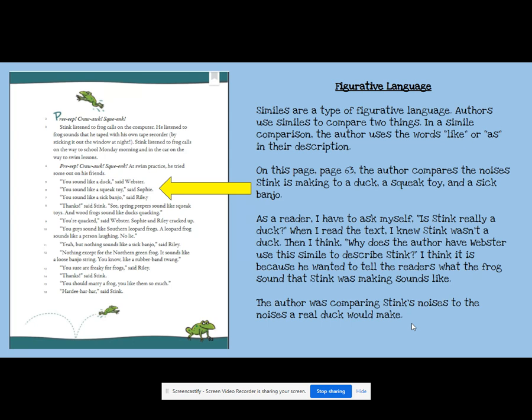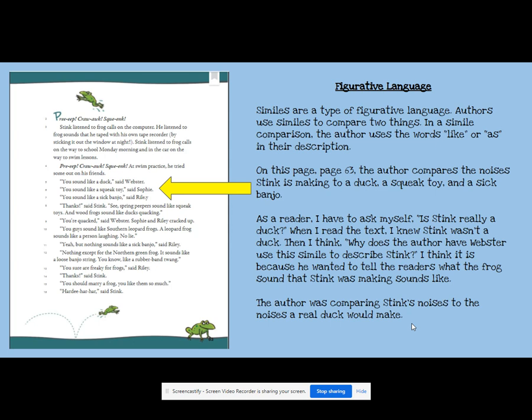So I think that the author uses this duck simile to help the readers know that the frog sound that Stink was making sounds like a duck. And when I go back and I reread to monitor and clarify, I can prove that my thinking was correct. When I go back and reread it, the author was comparing Stink's noises to the real noises a duck would make. As you read today, I want you guys to look for some examples of figurative language.